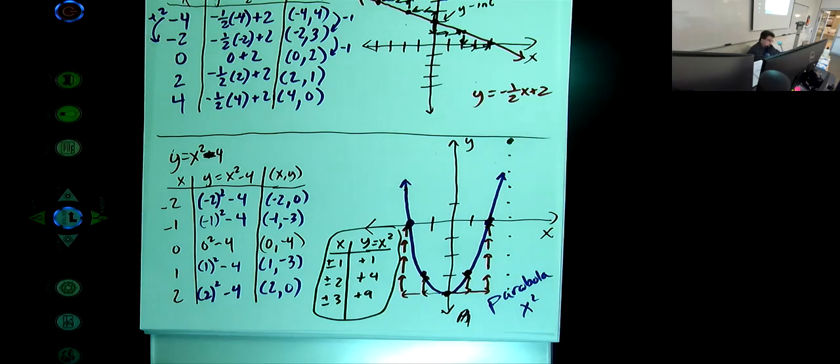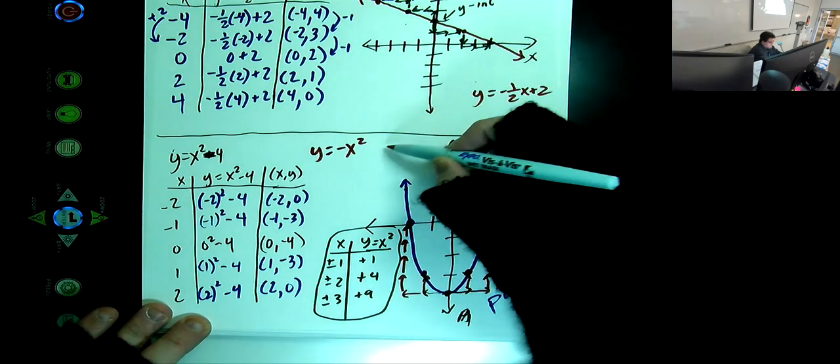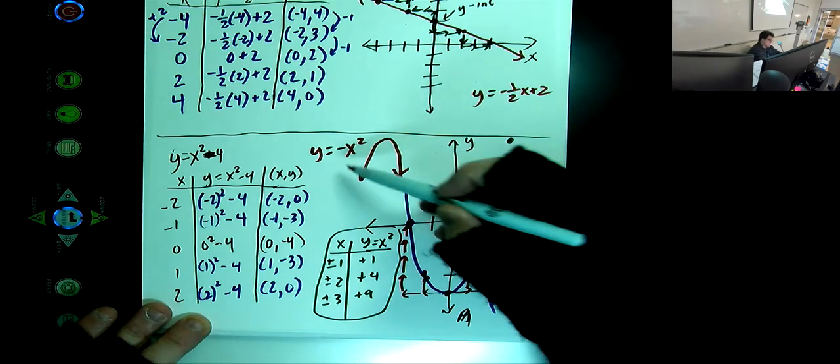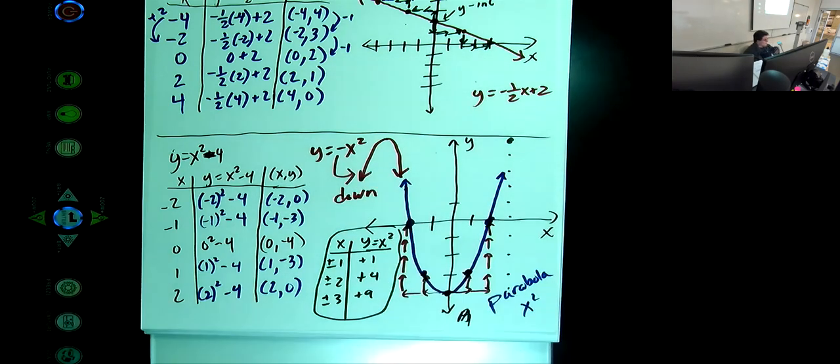If this was negative x squared, the parabola opens downward. So the negative makes it go down. This was positive, so it went up on both sides.